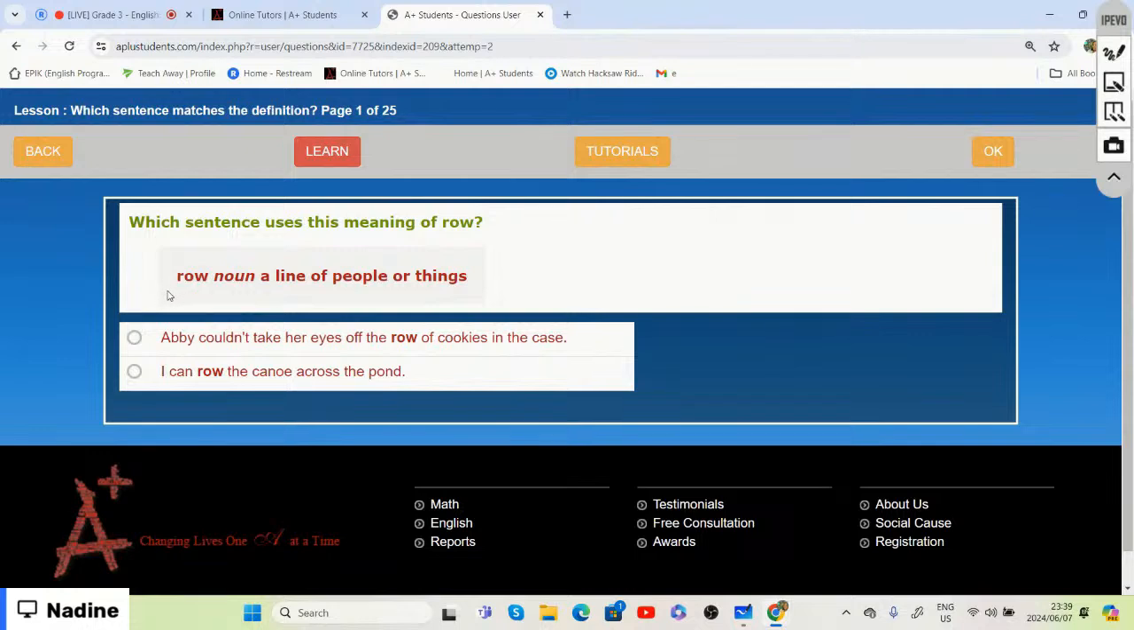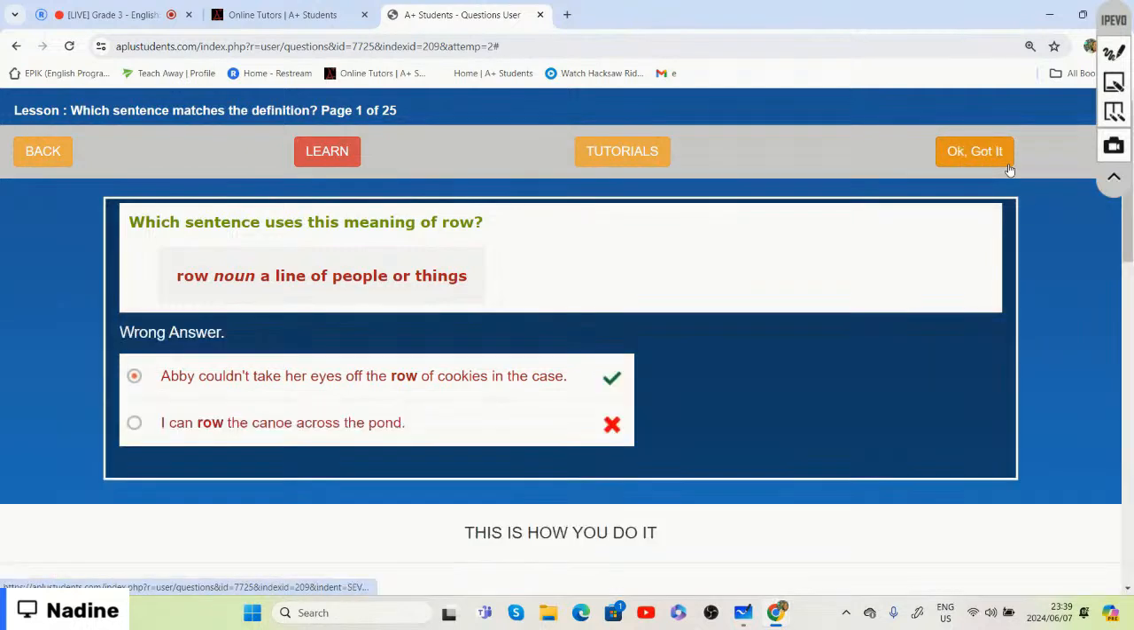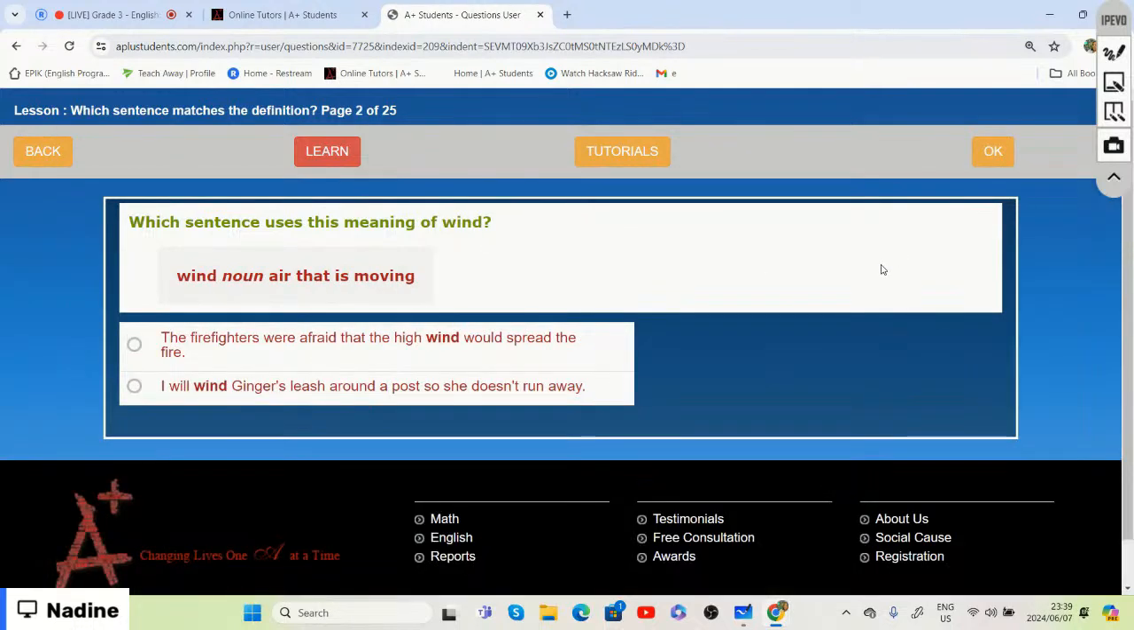All right. So if we were to match the response with the definition, we'll go with the second one, because it's rowing a boat. Oh, it's a row of cookies. Okay, so it's actually the row of cookies.